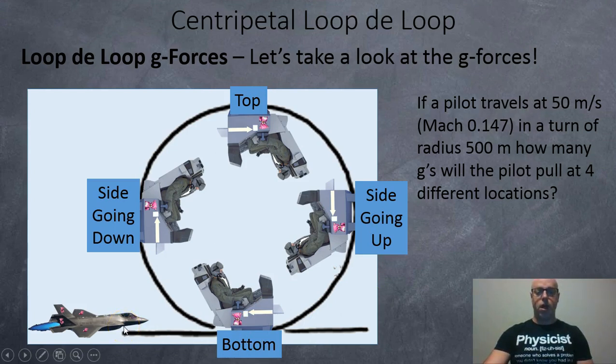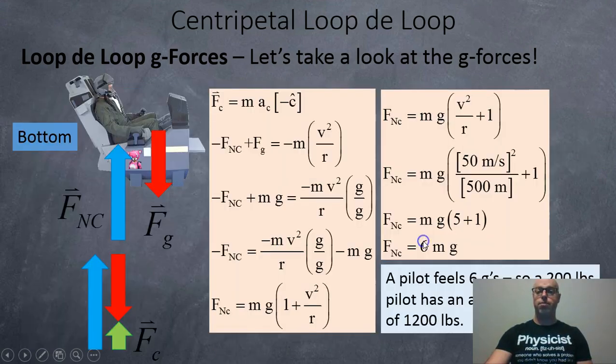When you take the loop-de-loop, you're going to feel different amounts of apparent weight at the bottom, going up, at the top, and coming back down. So for example, let's say we have a fighter pilot doing a turn at 50 meters per second, which is Mach 0.147 approximately. Let's make it a 500 meter turn, half a kilometer. What are the G-forces at the bottom, side, top, and side?